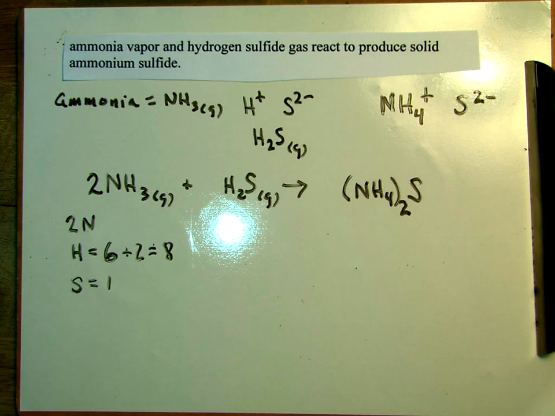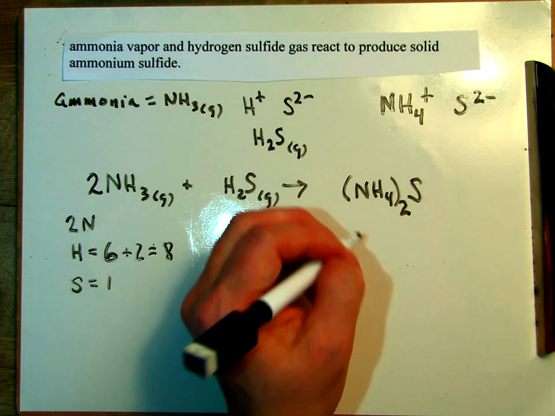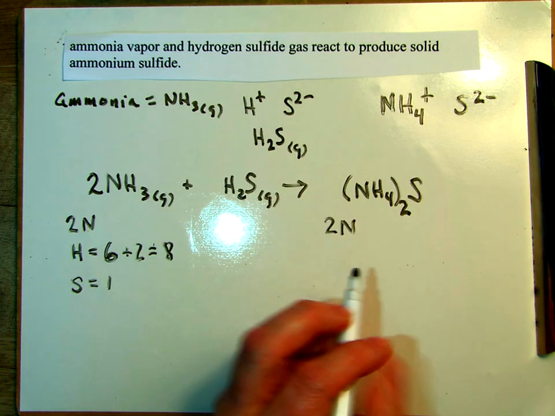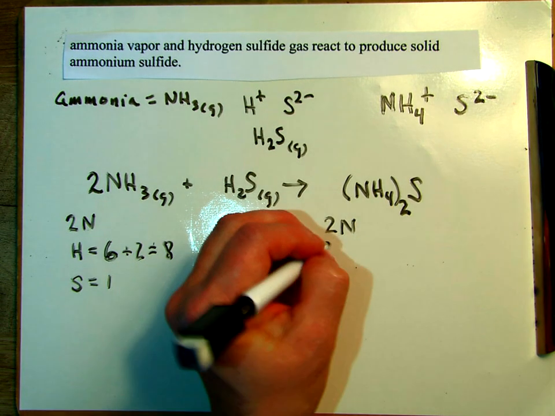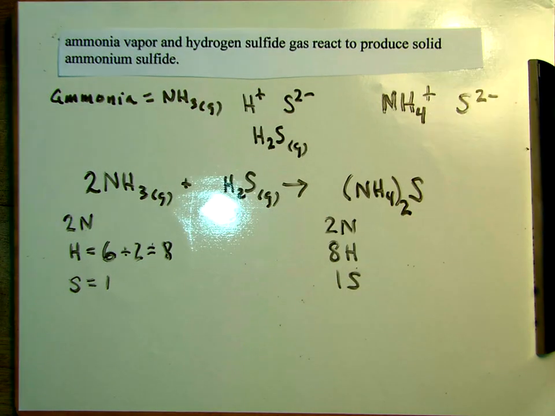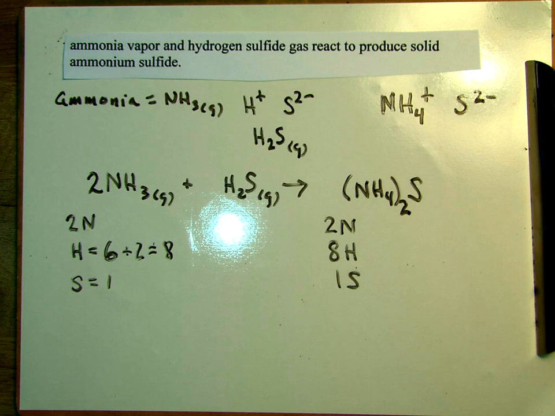All right? So let's take a look on the right-hand side. That 2 means we have 2 nitrogens. 2 times 4 is 8 hydrogens and 1 sulfur. So what do you know? That's actually kind of easier than I think it looks when you first look at the problem.